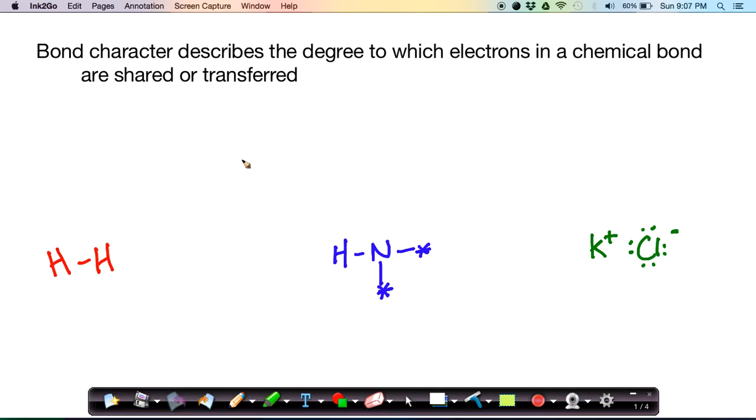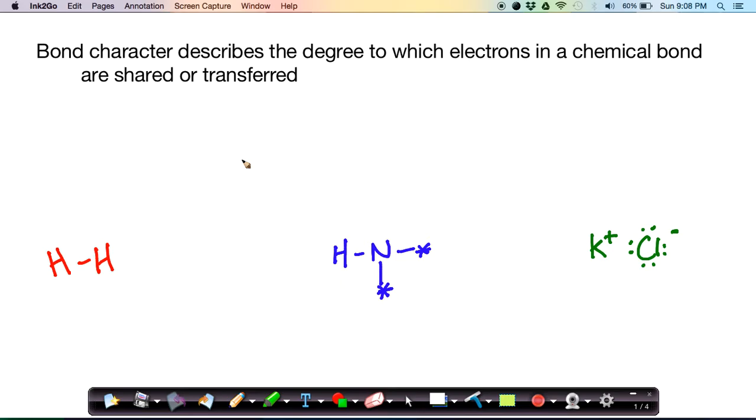Hello, everyone. In this lesson, we're going to be taking a look at bond character and polarity. So what we're looking at here with bond character is the degree to which electrons in a chemical bond are shared or transferred. So generally, we usually describe chemical bonds as either covalent, where electrons are shared between atoms, or ionic, where electrons are transferred between atoms to form ions. But it's really not quite that simple.